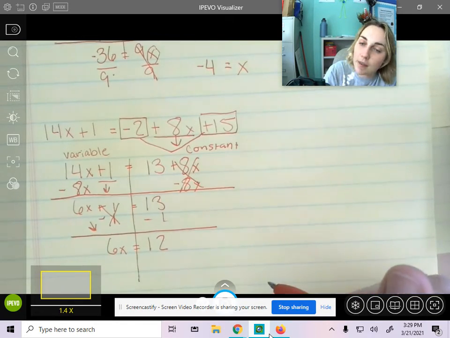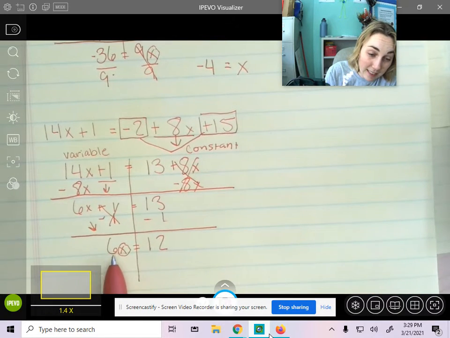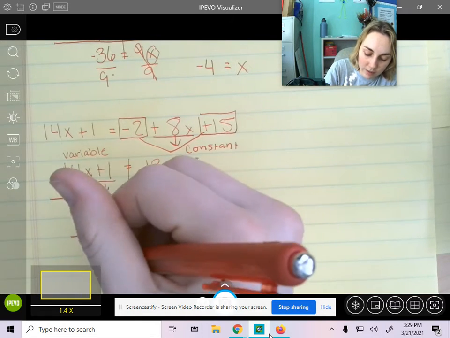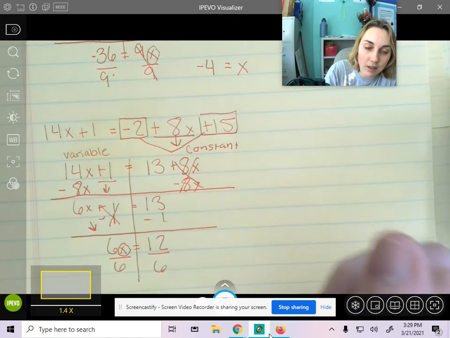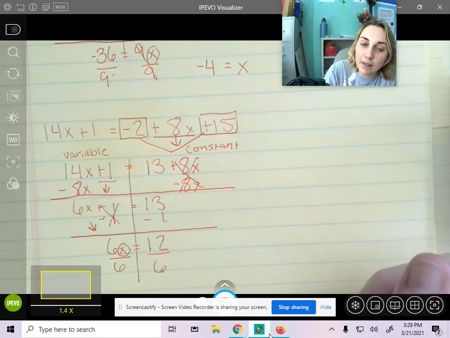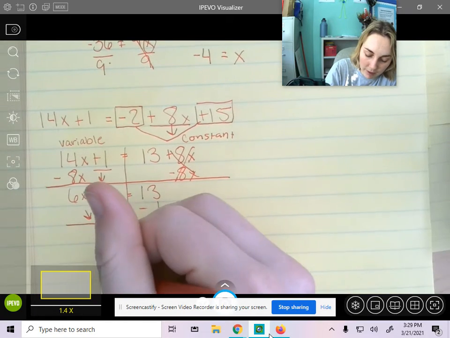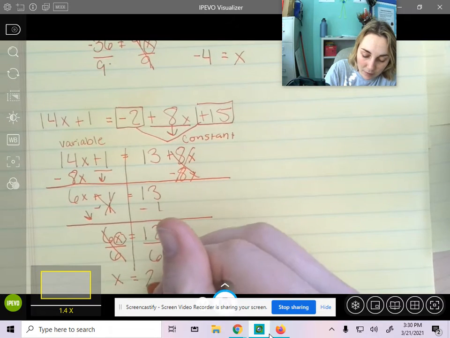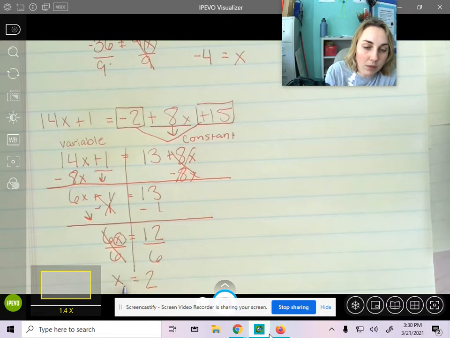And now I can solve for my variable. So in this case, I want to isolate the variable. And 6 is getting multiplied by x, so I need to do the opposite of multiplication, which is division. And if I do that on one side, I have to do it on the other side as well. What I'm left over with is these cancel out, leaving me with just my variable, which is x. And then 12 divided by 6 is going to leave me with 2. So there you go. X is going to be equal to 2.